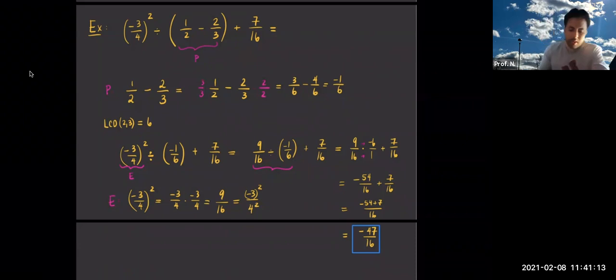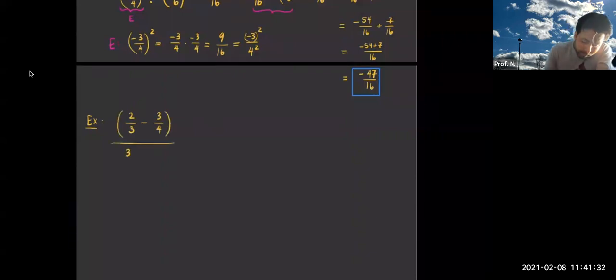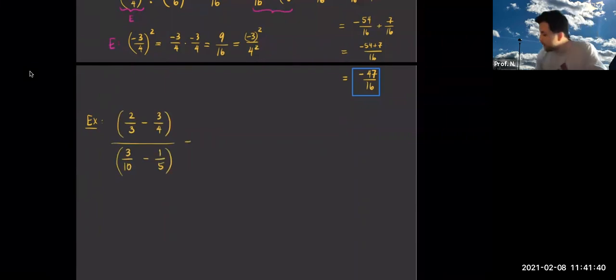Okay. So that's pretty straightforward in that regard. Okay, so now what if I give you something like this? 2/3 minus 3/4 all over 3/10 minus 1/5 divided by, no, added by 2/3 squared.